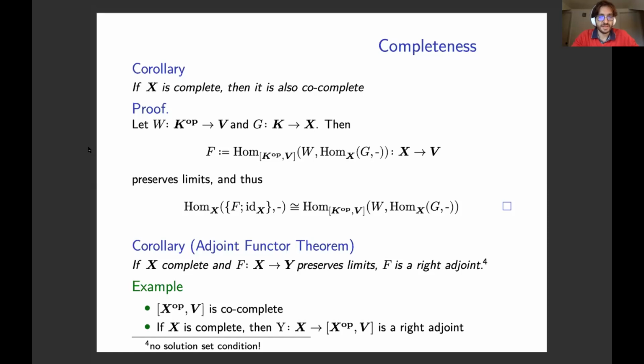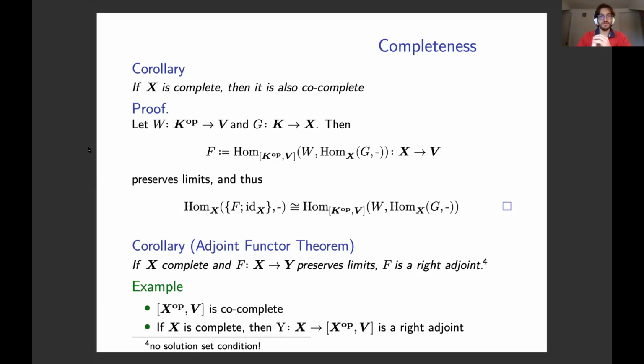So again, we have that if we have a continuous functor whose domain is a complete category, then this is a right adjoint, and there is no need for any solution set condition. As notable consequences of this, we have that categories of presheaves are co-complete, and that if we have a complete category, then the Yoneda embedding of this category is a right adjoint.